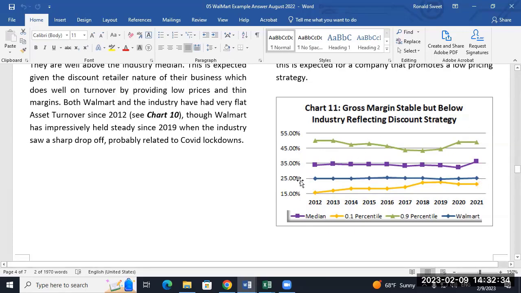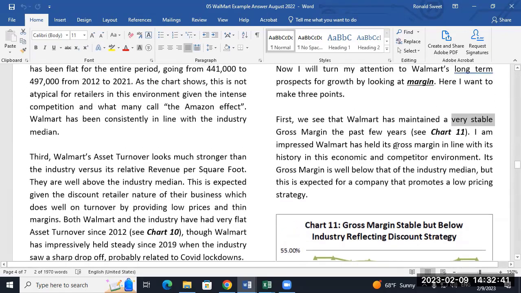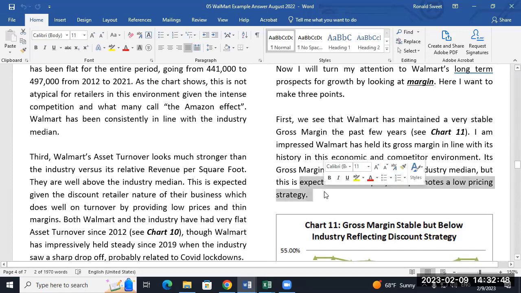Look at your firm. Don't automatically assume that if your firm's below, that's what you expect. So think about your firm and what you would expect. So for Walmart, its gross margin is in line with its history. It's well below the industry, but I say that's expected.